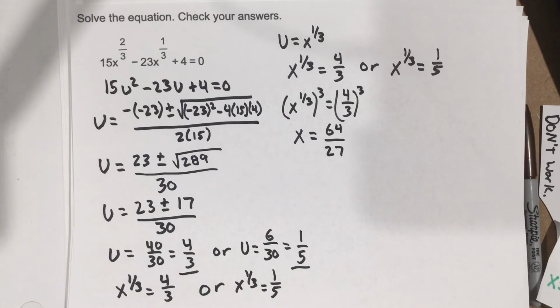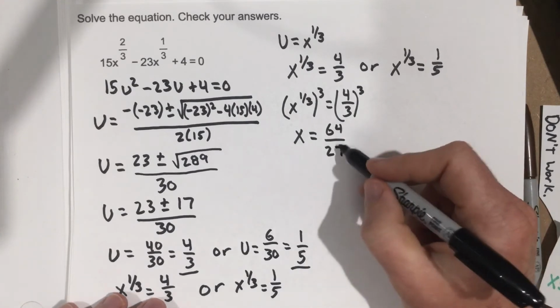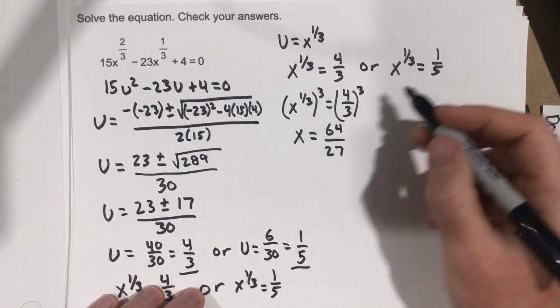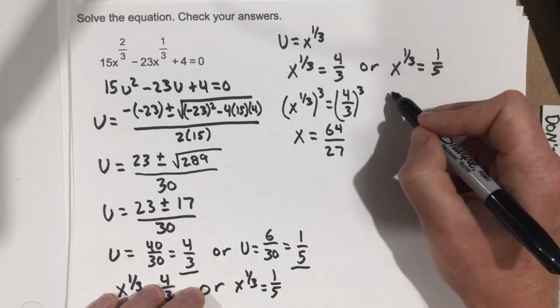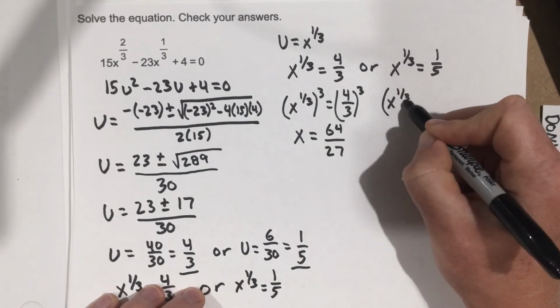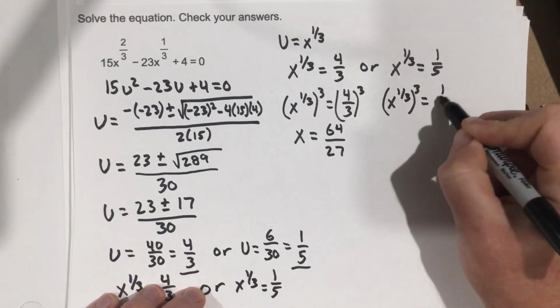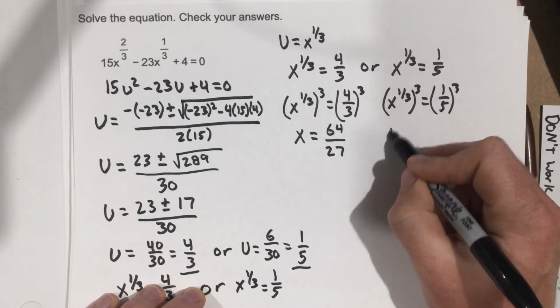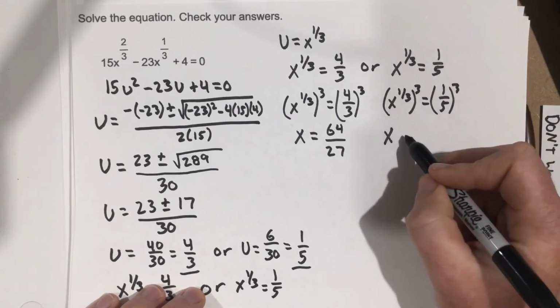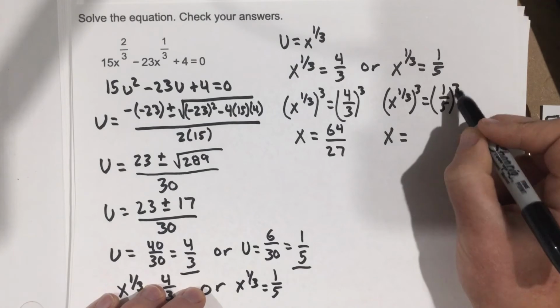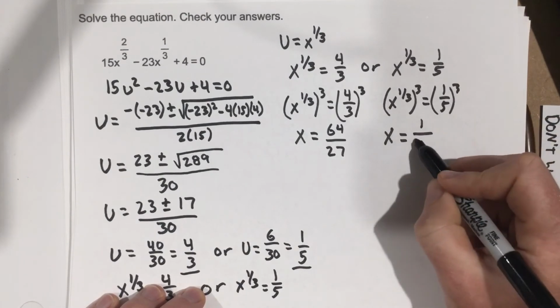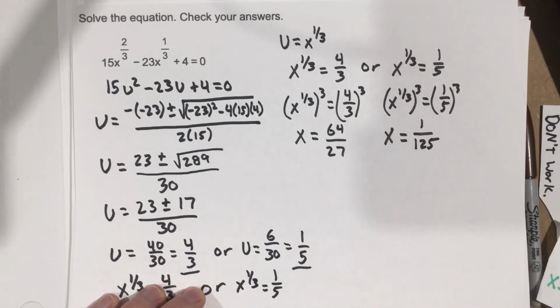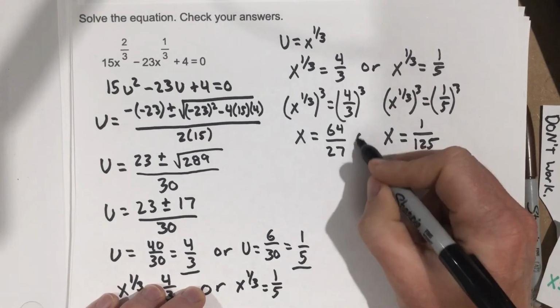Let's see, 64 over 27. We're just going to leave it as 64 over 27. That's it, doesn't reduce. And then we're going to do the same thing here. We're going to take this to the 3rd power and 1/5 to the third power. So this gives you just x, right? 1/3 times 3 is just x equals 1 to the third power is 1, and 5 to the third power is 125. So we've got two possible solutions here.